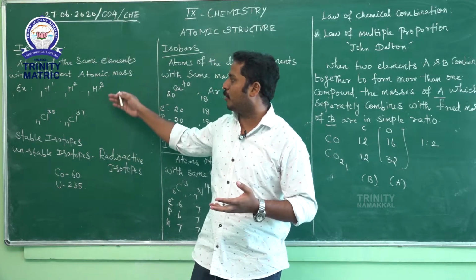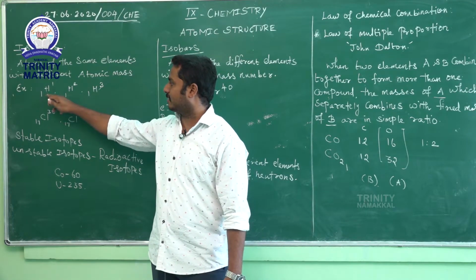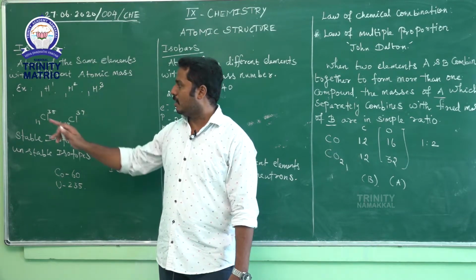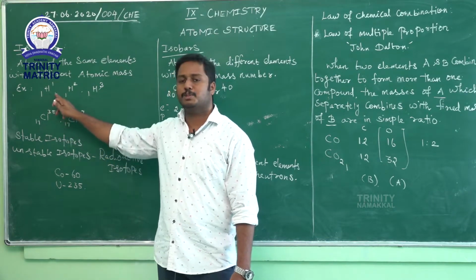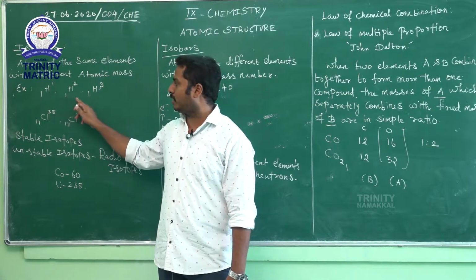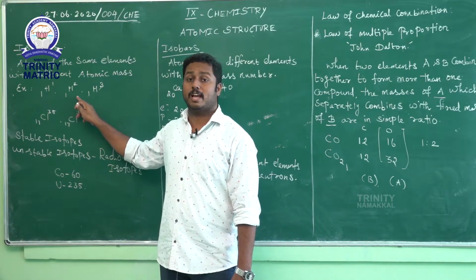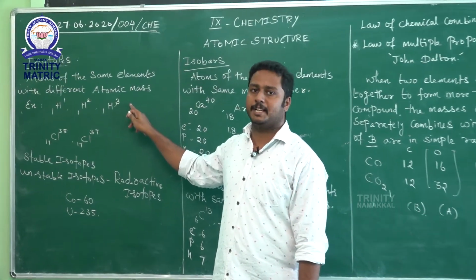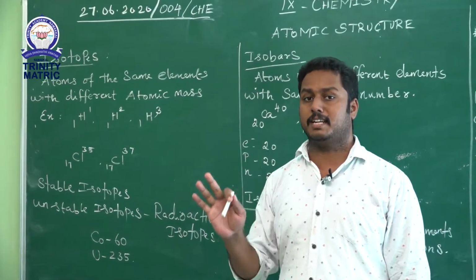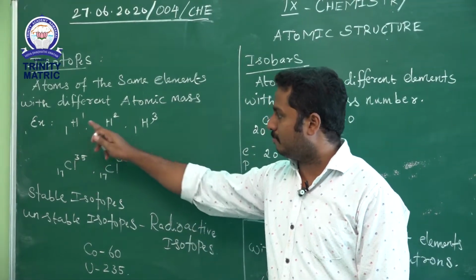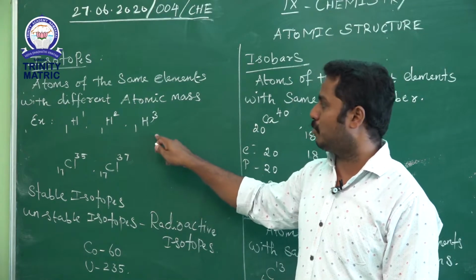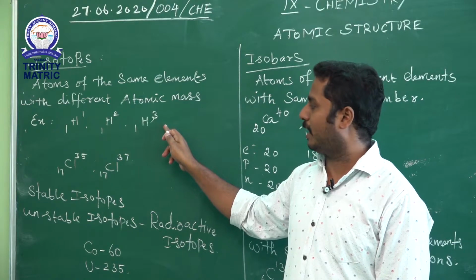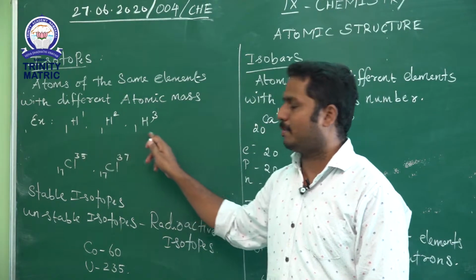Just see the board. Here I have written three things: hydrogen isotopes. Hydrogen has three isotopes. One is 1H1, which is known as protium. Another one is 1H2, known as deuterium, and 1H3 is known as tritium. So hydrogen has three isotopes: protium, deuterium, and tritium. All three have the same atomic number.